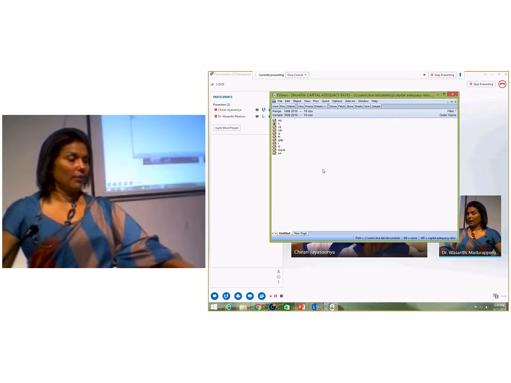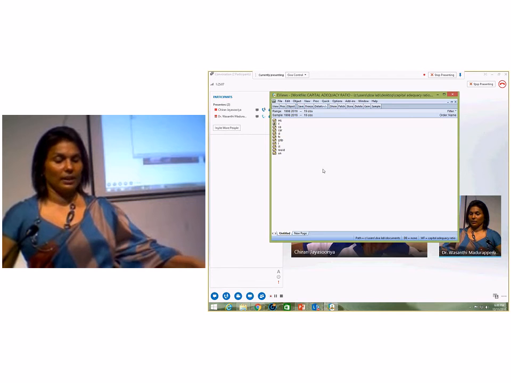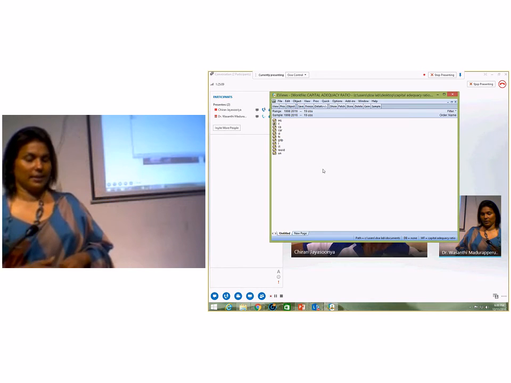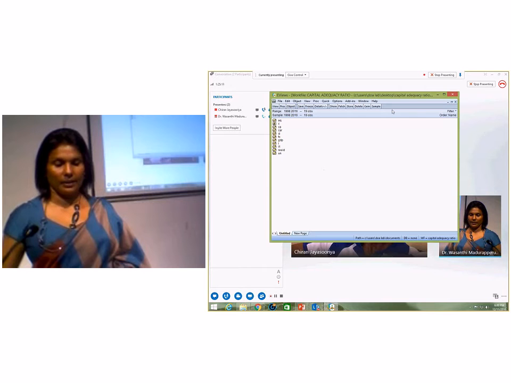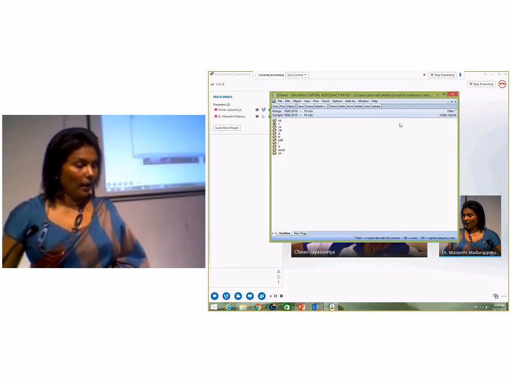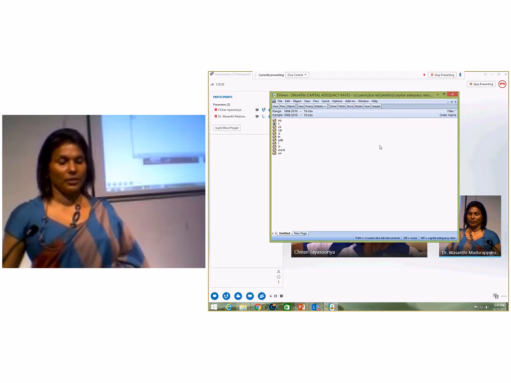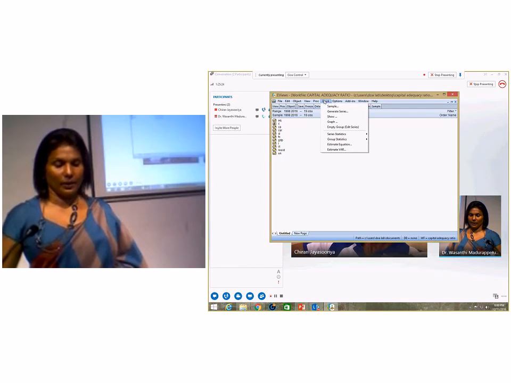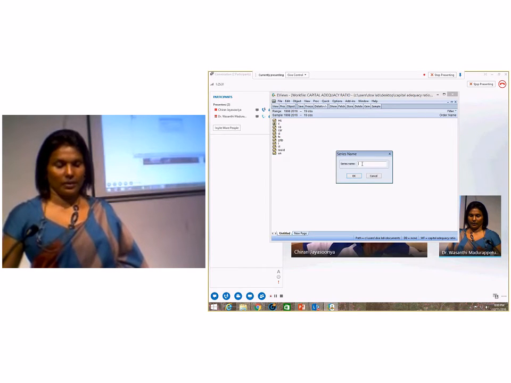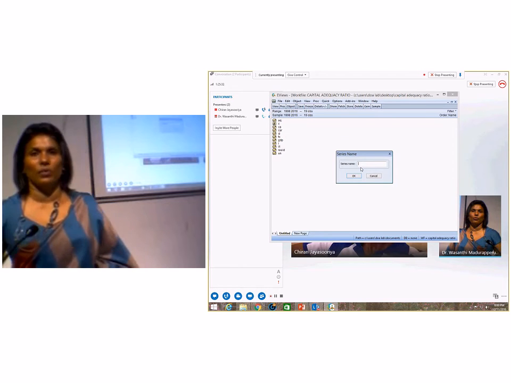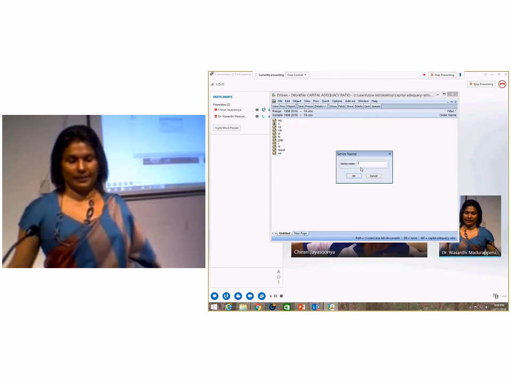Right. So after that, check the autocorrelation and the partial autocorrelation of the time series data. Go to the Quick, Series Statistics and the Correlogram. You need to give that one by one for each variable.